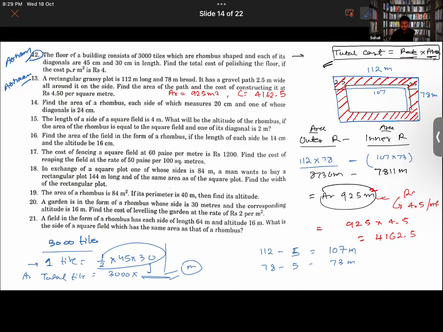All right then. Also, to match your answers after the class, or if you're having the book, do match the answers in the class only.